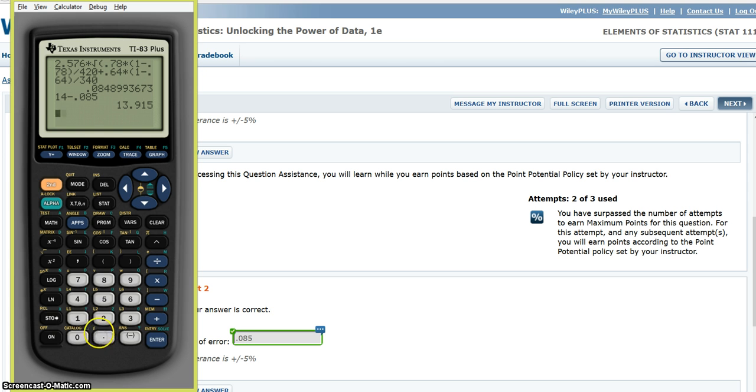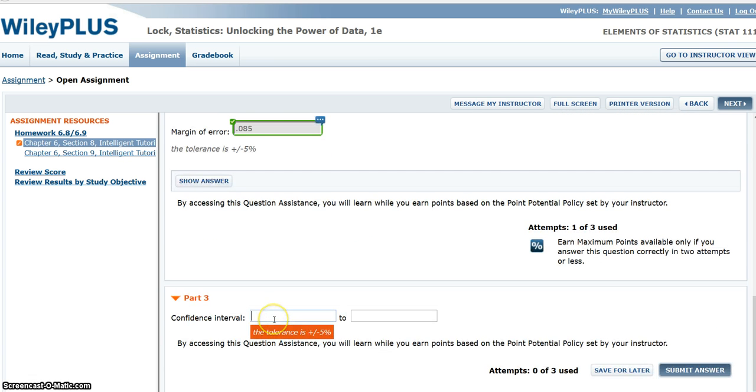Whoop. 0.14 minus 0.085 gives me 0.055. And I have 0.14 plus 0.085. Gives me my upper limit, 0.225. And now I'm going to enter these. And submit my answer.